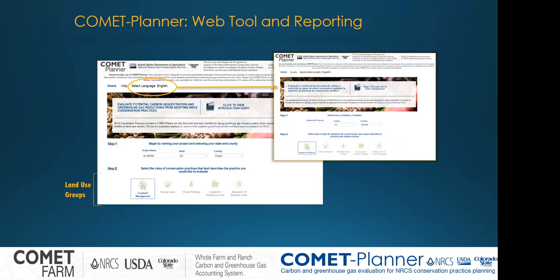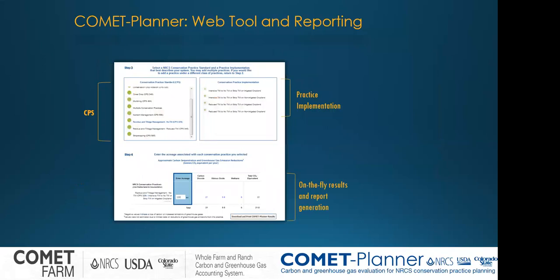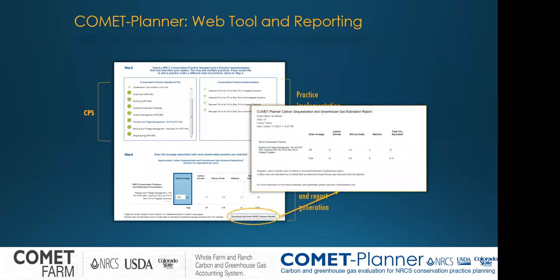It's set up now in English and also Spanish. You go in and say, okay, I'm in this state, here's my county, and then I pick a land use type: cropland versus grazing land, woody plantings, or restoration of disturbed lands. Those are the major categories you can choose from. Once you choose, say, Cropland Management, you get a menu over here that shows which conservation practice standards you could choose. You choose one of those, do an implementation of what that standard is, put in your acreage, and it generates the report for that particular standard on the area that you've specified.